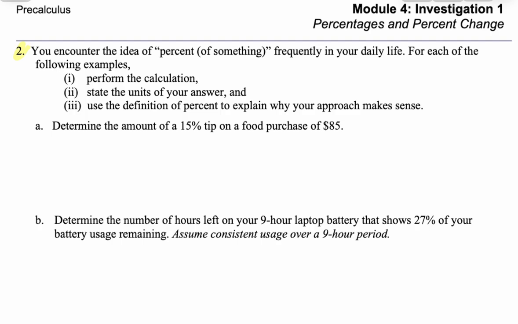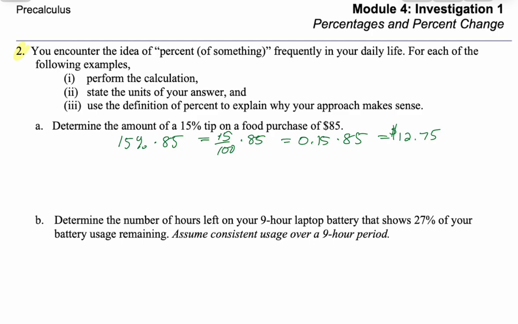It says determine the amount of a 15% tip on a food purchase of $85. Well, that would be 15% of $85. Or you could put 15 over 100 times 85, that works. Or you can put 0.15 times 85, whichever you want. And then when you do that, you're going to get $12.75.